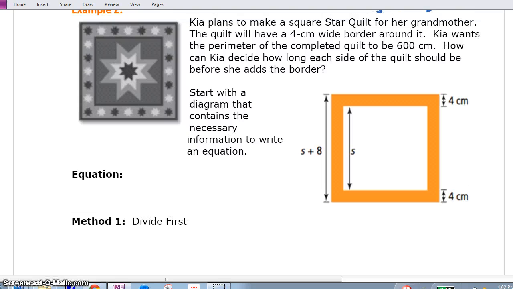Last one here, example 2. Kia's making a square quilt for her grandmother. It's going to have a 4 centimeter wide border around it. So all the way around, we've got this 4 centimeters. And at the top too, 4 centimeters.